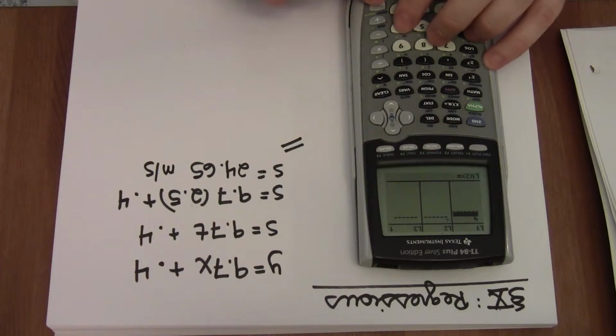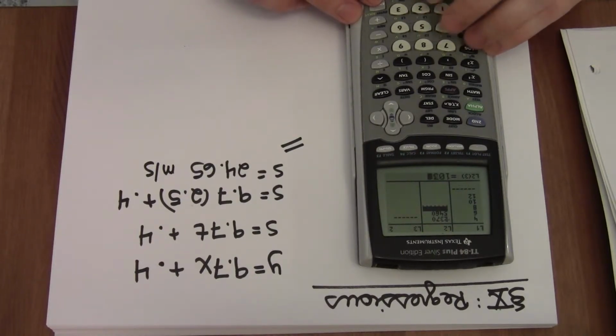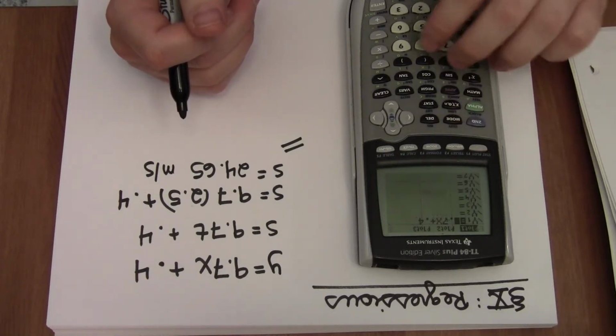and I'm going to type in my values. My x values are 4, 6, 8, 10, 12. My y values are 2,370, 5,460, 10,310, 16,250, and 23,860.